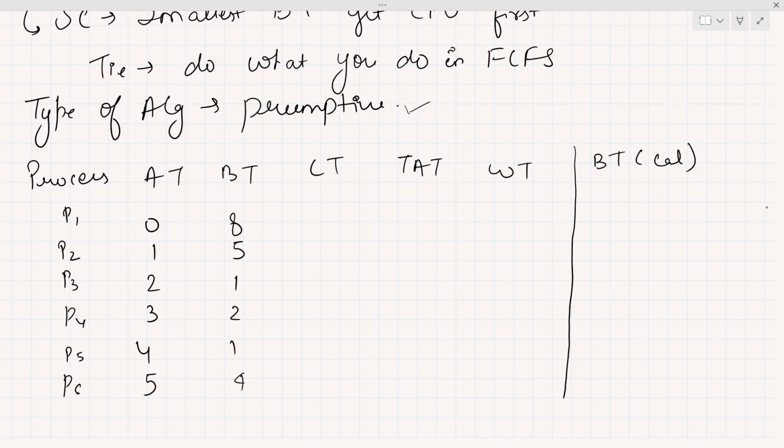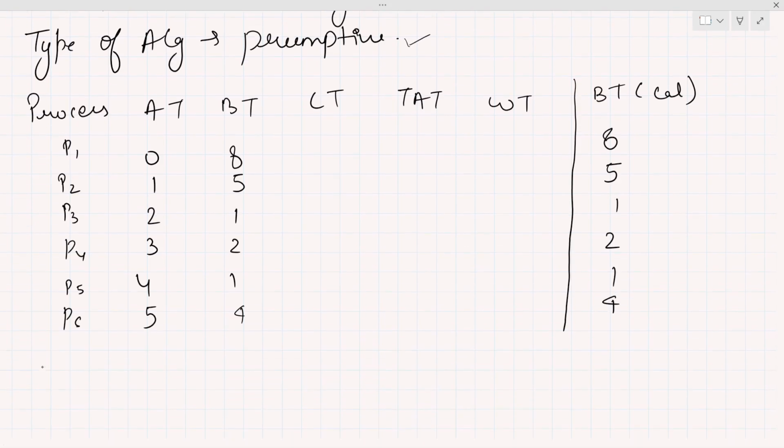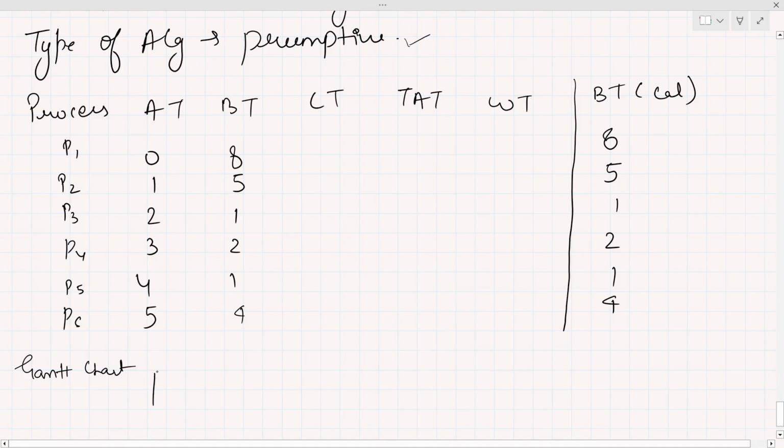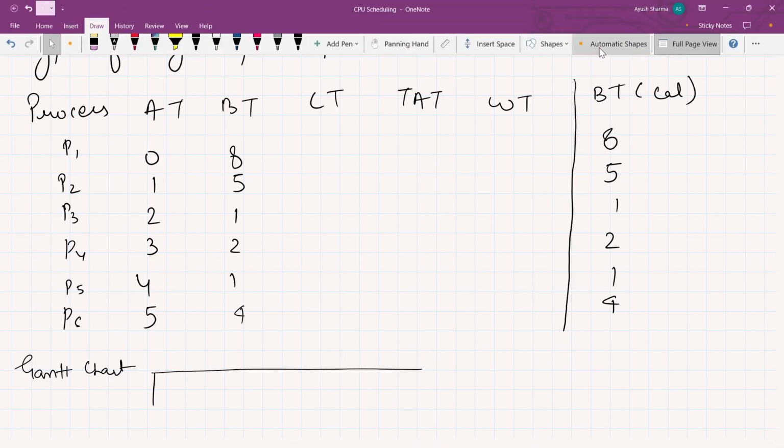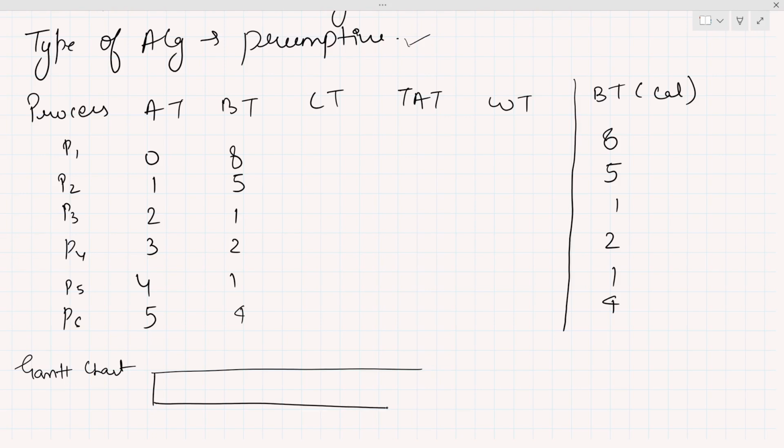So how do we solve this question? Burst times 8, 5, 1, 2, 1, 4. To solve this type of question, first of all we have to make a Gantt chart. The Gantt chart looks like this. So 0. Now at arrival time 0, how many processes are there? Only one process, P1. If there is only one process, there is no confusion, so we assign the CPU to that process.